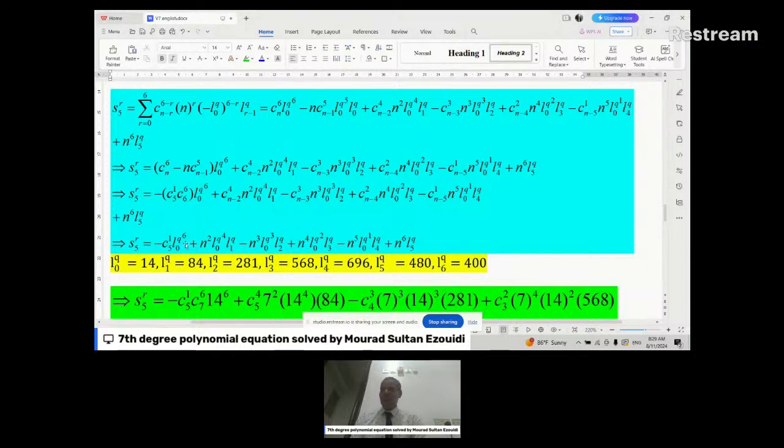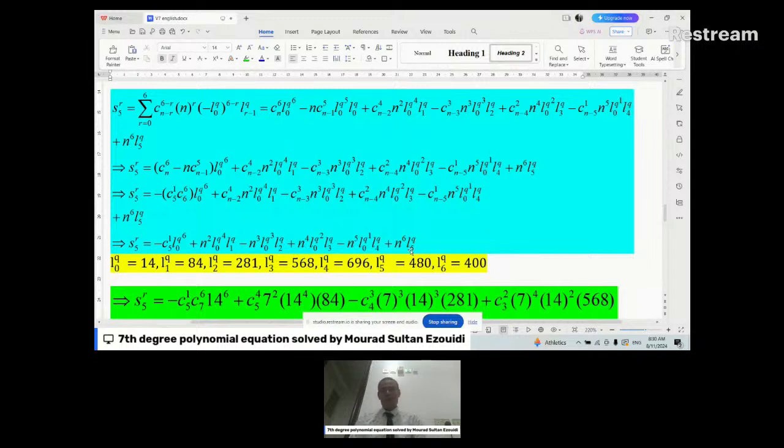Now this is the last one, S5 equals negative combination 5 choose 1, times 6 to 6, learners, is 1. That's why here I simplify this by 1. So it will be negative combination 5 choose 1, L0 for the q raised to the power 6, plus n squared, L0 for the q raised to the power 4 times L1, minus n cubed times L0 for the q cubed times L2, plus n to the power 4 times L0 for the q squared times L3 for the q, minus n plus n raised to the power times L5.